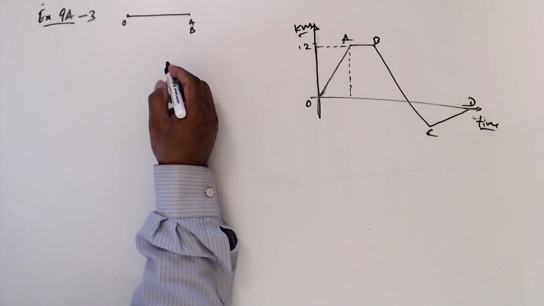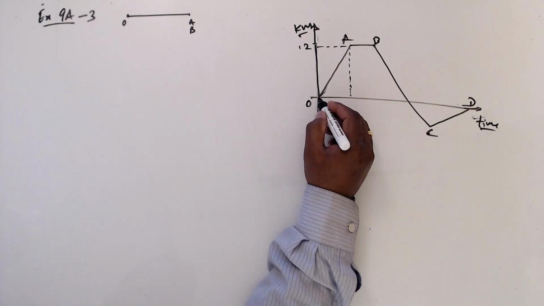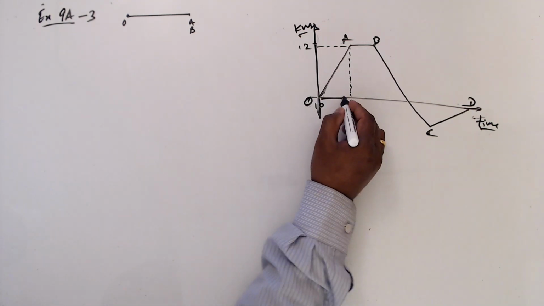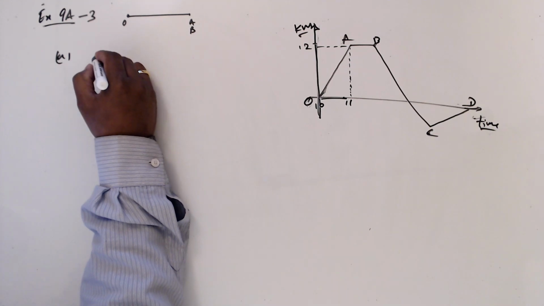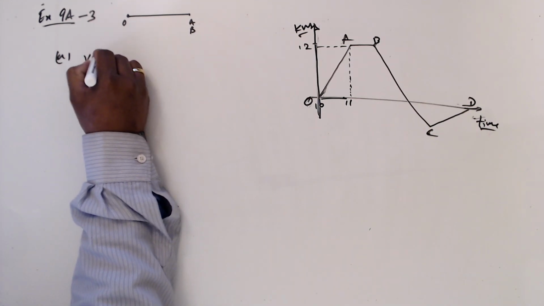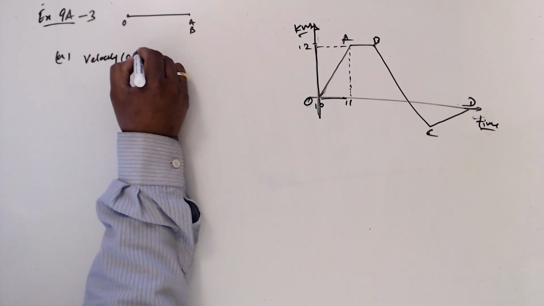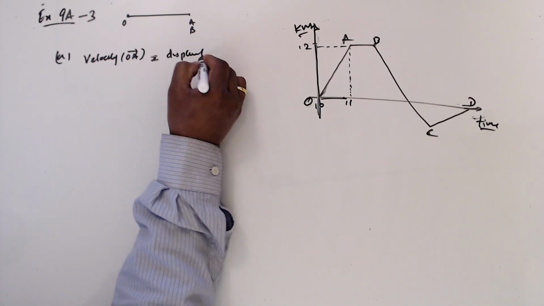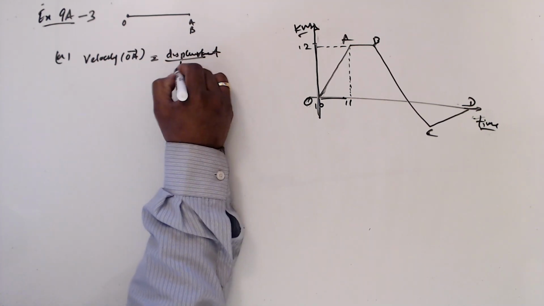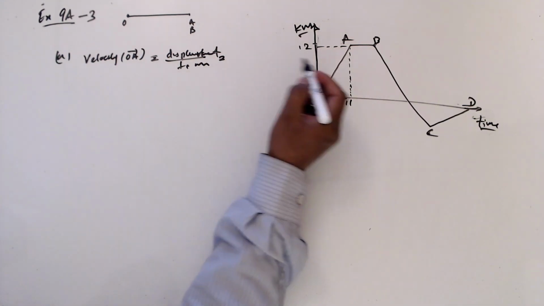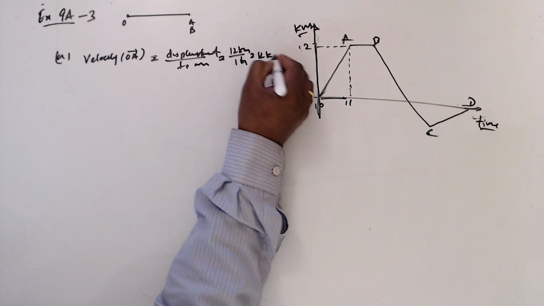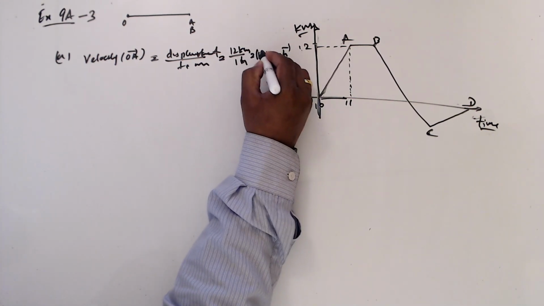So the question 1, work out Sarah's velocity between 10 to 11. So this is 10 and this is 11. 1 hour. So the question 1 is velocity O to A is going to be displacement divided by time. So displacement is 12 kilometer and time is 1 hour. So 12 km h minus 1. This is 12.